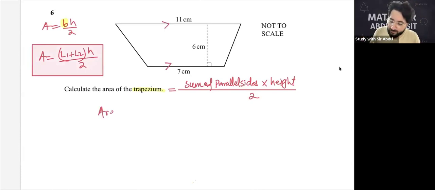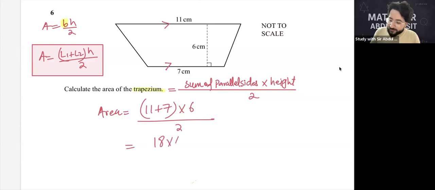So the area is equal to (11 + 7) times height 6, divided by 2. 11 + 7 is 70. Oh no, my bad, it is 18. 18 multiplied by 6 divided by 2. Now some of you might be confused, because some of you will cancel 2 with 6 and then 2 with 18. No, you cannot, because the numerator is in multiplication. You can cancel with either one. You cannot cancel with both of them. Okay, keep that in mind.